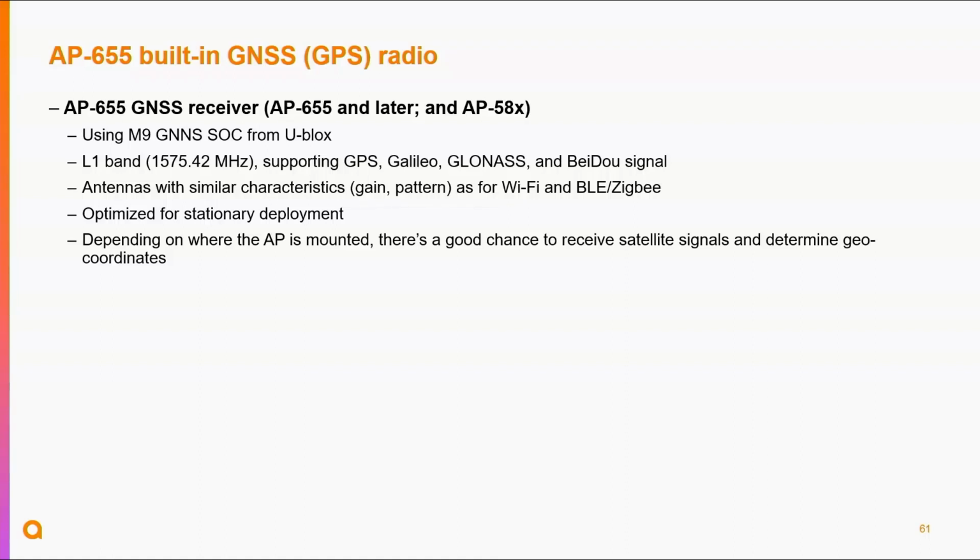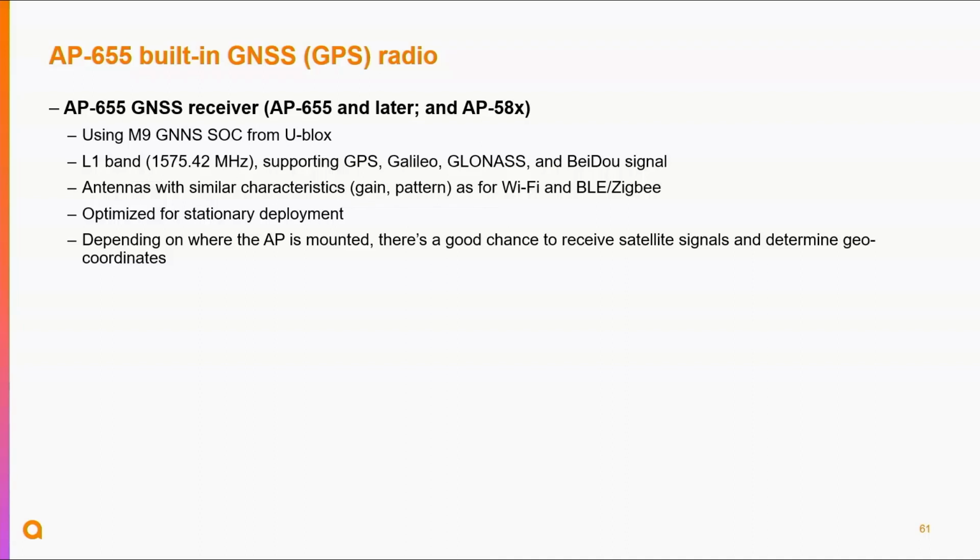We have a GNSS receiver, which covers GPS, GLONASS, BeiDou, Galileo, the different global positioning systems. We're operating on the L1 band only. I think we're adding L5 in a future product, but whatever it may be. The antennas that we use for GPS on this product are very similar in terms of characteristics and shape as the Wi-Fi antennas. I get questions sometimes, why don't you have an external GPS antenna, but that's just the way we implemented it.